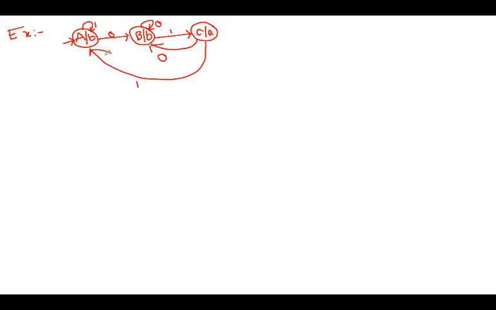How can we say that it is a Moore machine? As I told in earlier classes, when the output symbol is present within the state, it is called a Moore machine. When the output symbol is present along with the input symbols, it is called a Mealy machine. Now we have to convert this Moore machine into a Mealy machine.